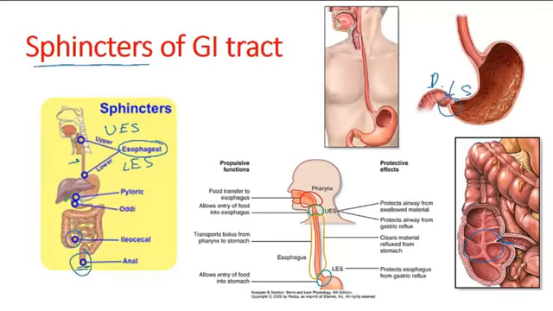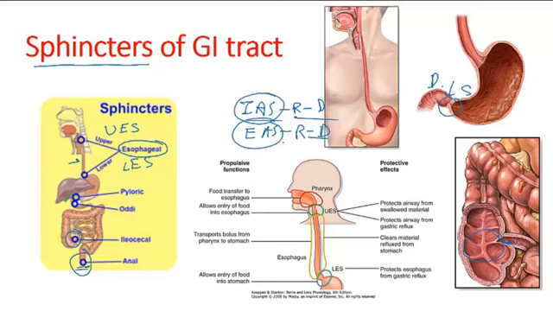And then the last 2 types, the internal and external anal sphincters. When the internal anal sphincter, or IAS, is relaxed, it produces the urge to defecate. When it relaxes, defecation occurs. And when the external anal sphincter relaxes, it allows for the defecation. So both of them need to be relaxed for the process of defecation.